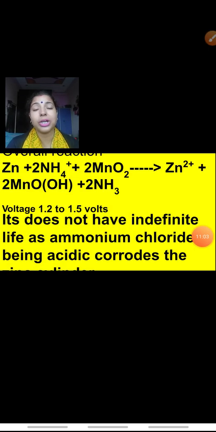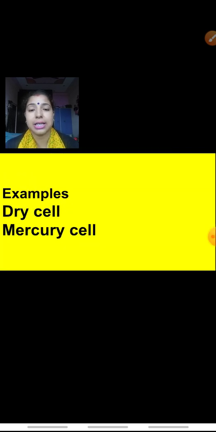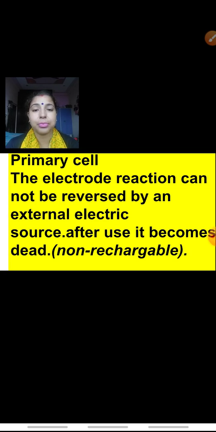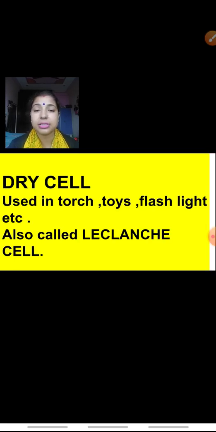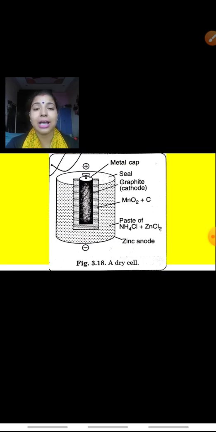Now let us quickly revise what all things we have learnt about the dry cell. Dry cell is a type of primary cell. It cannot be recharged, and another primary cell is the mercury cell. Now dry cell, where is it used? In clocks, in toys, torch, flashlight, and many other uses. It is also called Leclanche cell. And see the diagram. The anode is made up of zinc cylinder.